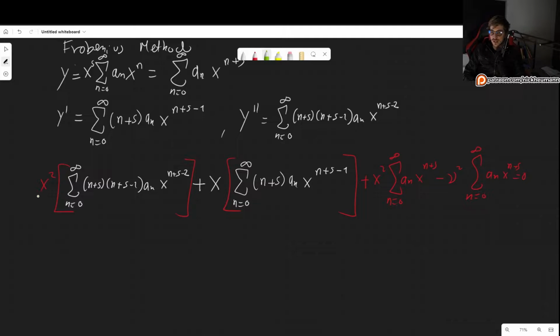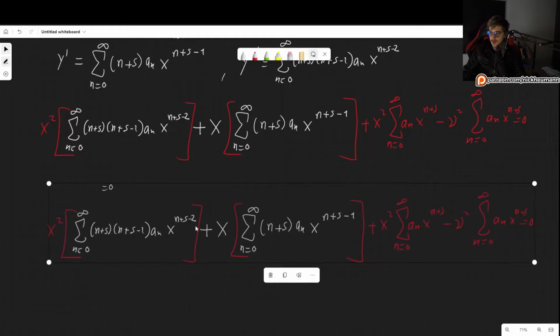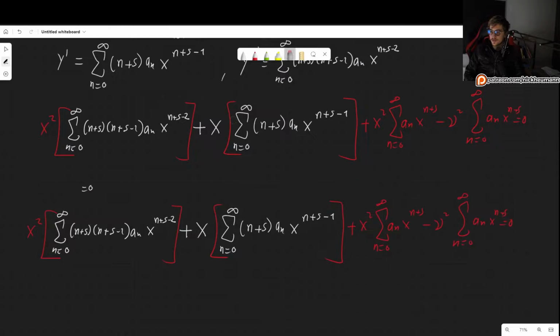So notice that since we have x squared here, this sum doesn't depend on x, so we can simply multiply through, and instead of having n plus s minus 2, we get n plus s. So I'm going to copy this and modify it accordingly. There we go. So this x squared eliminates this minus 2. This x eliminates the minus 1. This x squared now adds 2. And yeah, and there's nothing new.